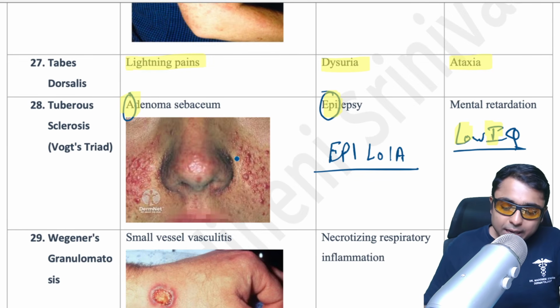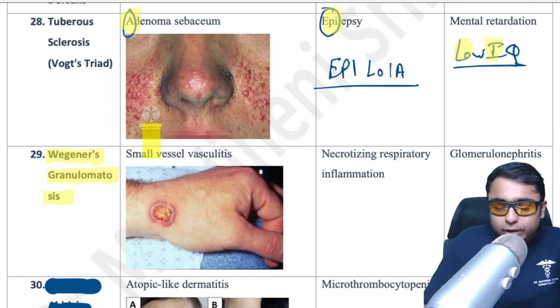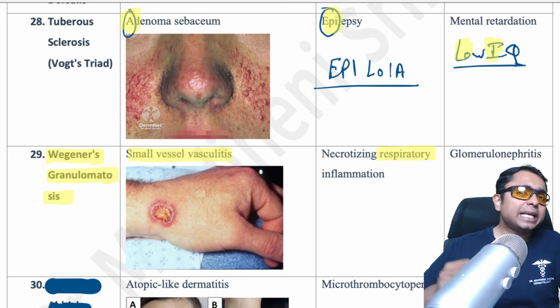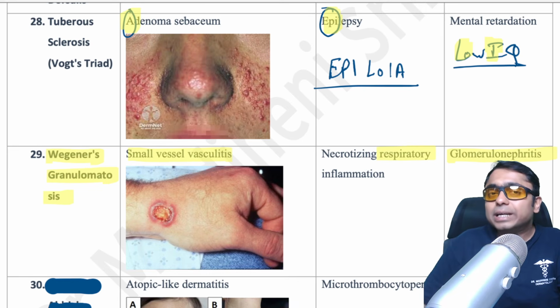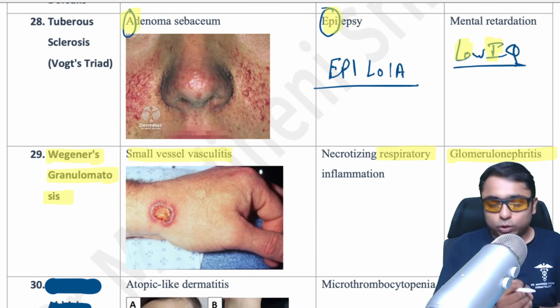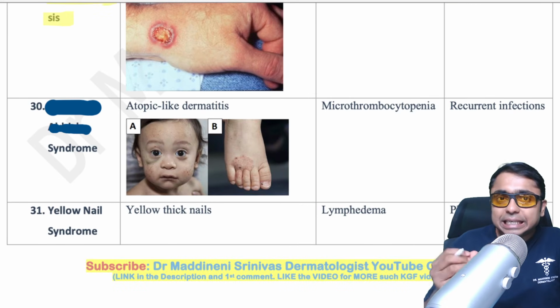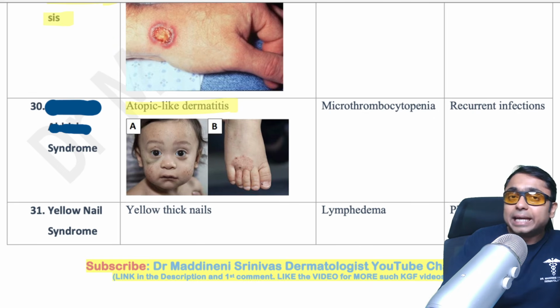Next, we have Wegener's granulomatosis. Patients are going to have the small vessel vasculitis, necrotizing respiratory inflammation. So basically their pulmonary system is going to be affected, and also kidneys in the form of glomerulonephritis in the patients of Wegener's granulomatosis.